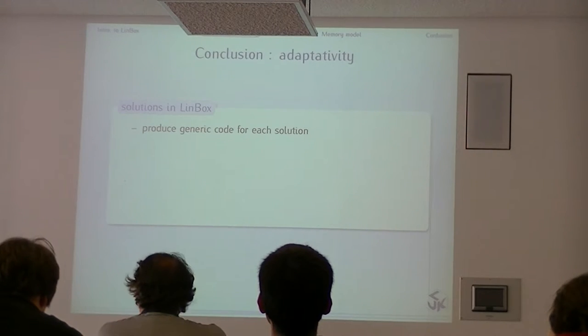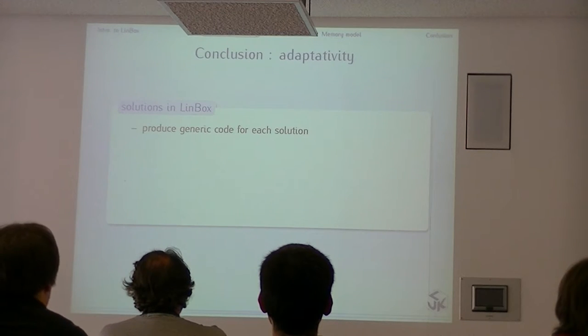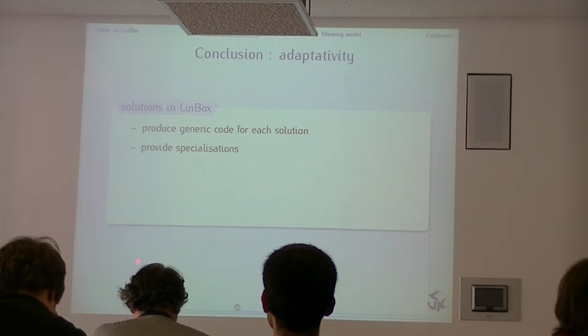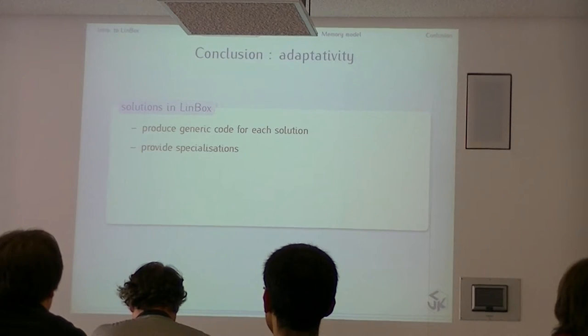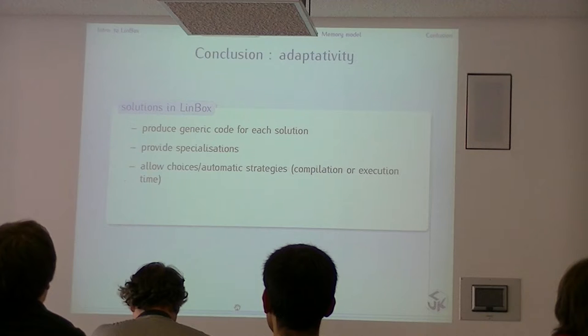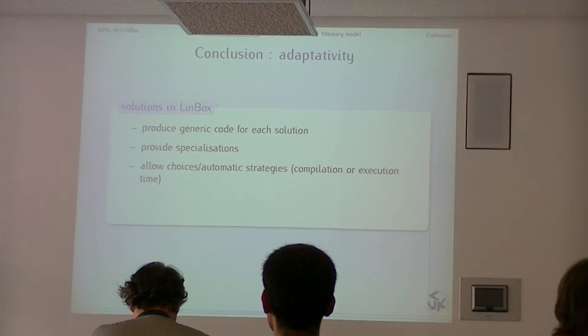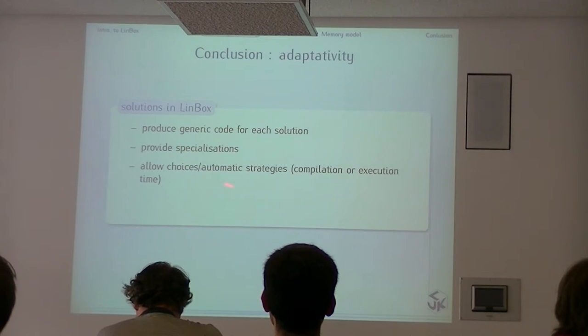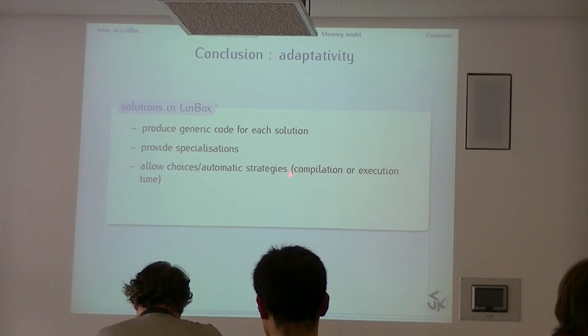So to conclude this little part, in LinBox we want to produce generic solutions by providing specialization here and there. We rely first on better solutions and also on making choices and strategies in an automatic way. Either at compilation time, which is better, but it takes really a lot of time to produce the benchmarks, etc., and select the different methods. So at compilation time, it can take really, really long. Or at execution time, but we don't really like decisions made at execution time.